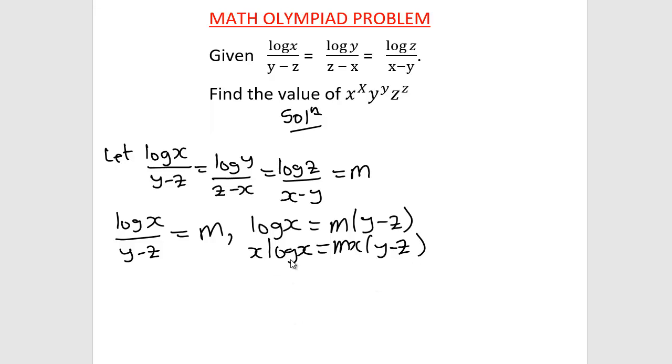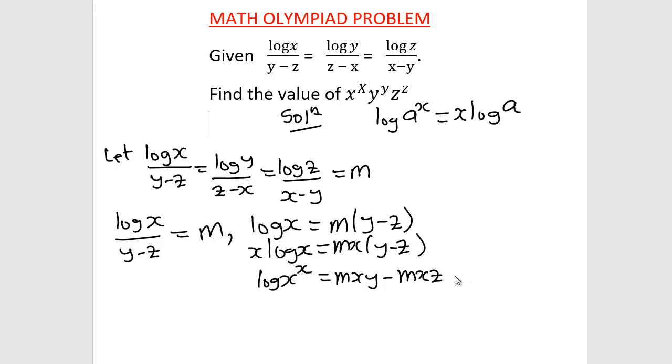Now we are having x log x over here. And then with logarithms, if we have, for instance, log of a to the power x, we can write this as x log of a. So when we compare this with this, you see we are having this over here. So that means we can convert this to this form. So we can write this term as log of x to the power x is equal to, then we expand this, mxy minus mxz. So let me call this equation 1.